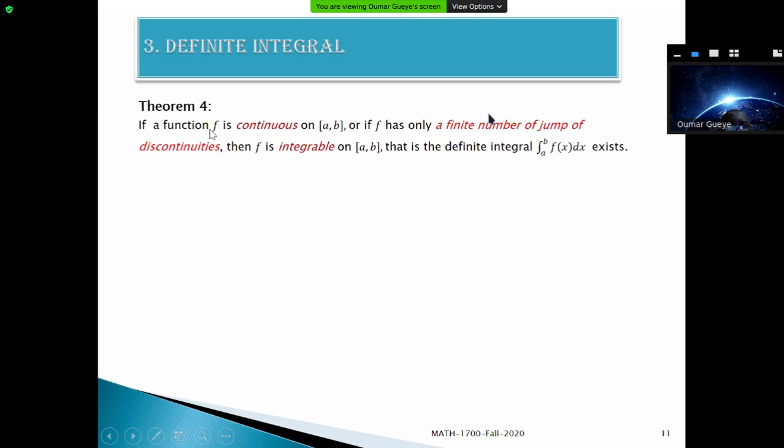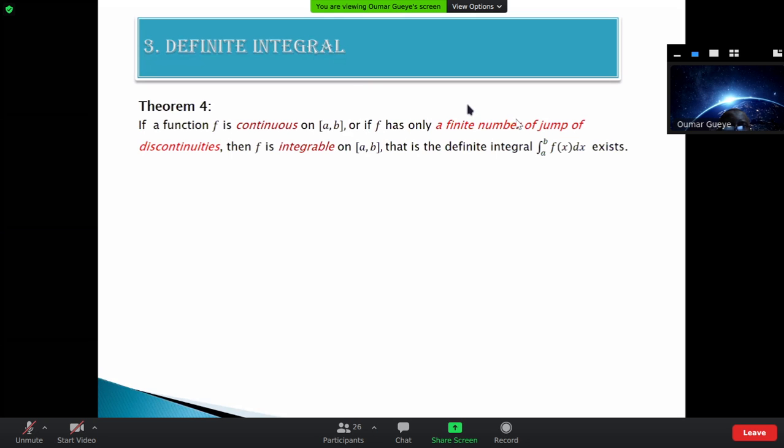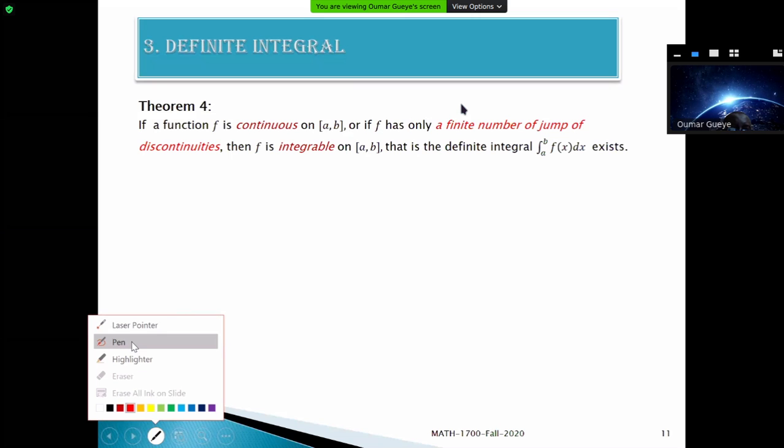The first one says if my function f is continuous over the interval [a, b], or if it's discontinuous at a finite number of points, in that case the function is always integrable. Basically, it means any continuous function is automatically integrable, and any discontinuous function with a finite number of discontinuities is also integrable. Let me make a picture so you can see exactly what the theorem says.